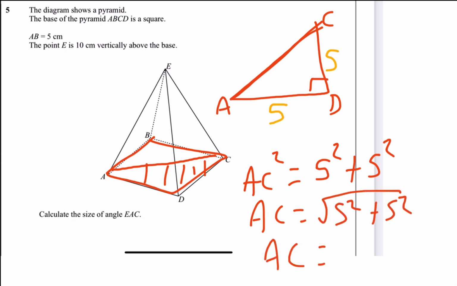Therefore, AC is equal to 7.07 centimeters. Just check that on the calculator. And that is the length of AC. Now you know what the length of AC is.